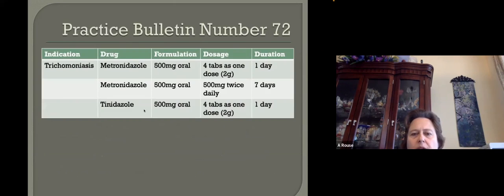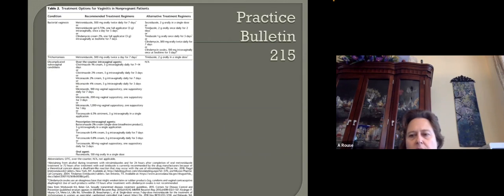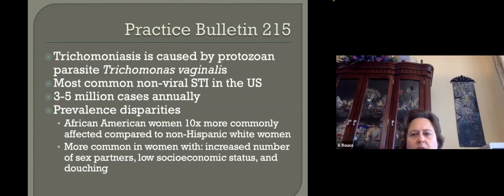And here are your medications. If you have a patient who doesn't tolerate this, you can try tinidazole as well. And again, back to the same thing. When you go to study, this practice bulletin really does have, I would say, go to the tables more than just reading through all the materials, since we've summarized it.